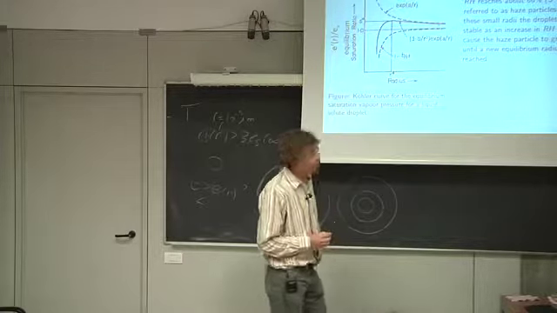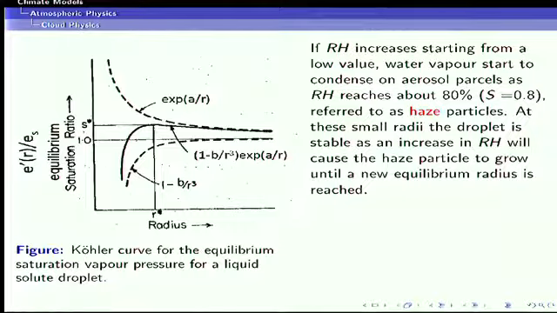So we can put those two effects together, which is done in this diagram here, which is known as the Köhler curve. What this diagram is showing is, on the x-axis, a schematic of droplet radius, and on the y-axis, the ratio of the saturation vapor pressure of a droplet of radius r and a given solute content, compared to just a planar surface.